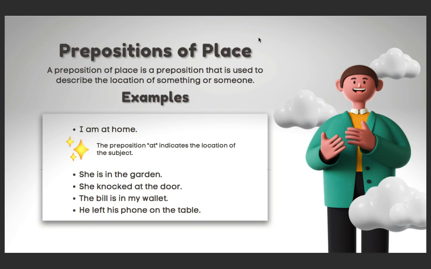Preposition of place. A preposition of place is a preposition that is used to describe the location of something or someone. Example: I am at home. The preposition at indicates the location of the subject. And the next, you guys can try to see it.